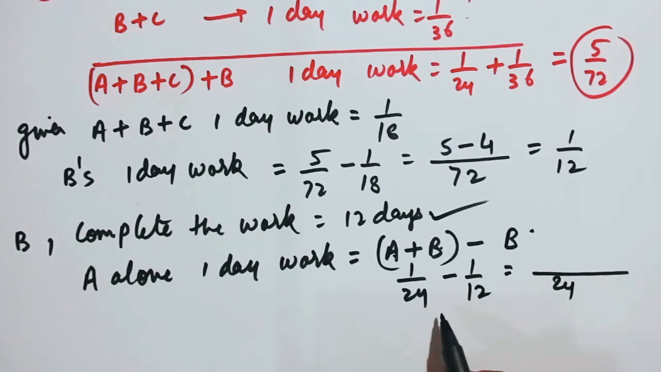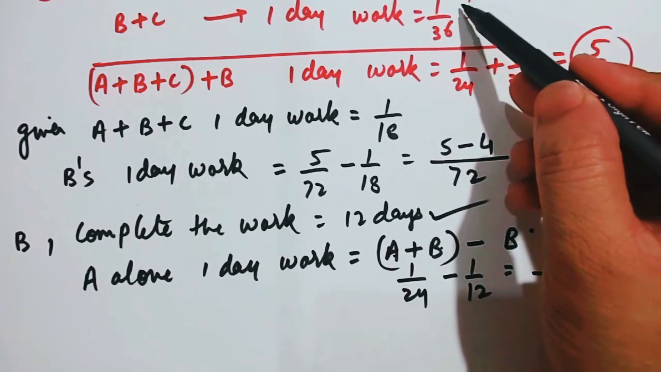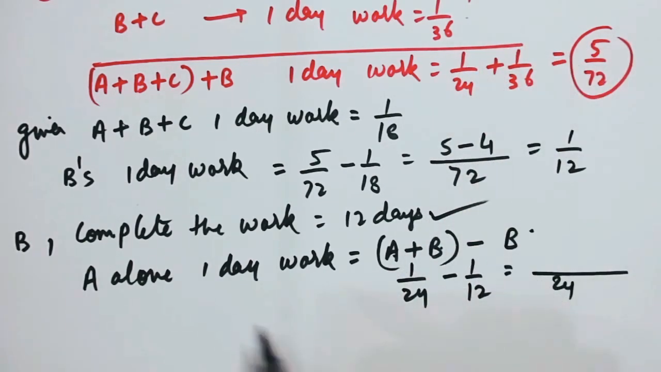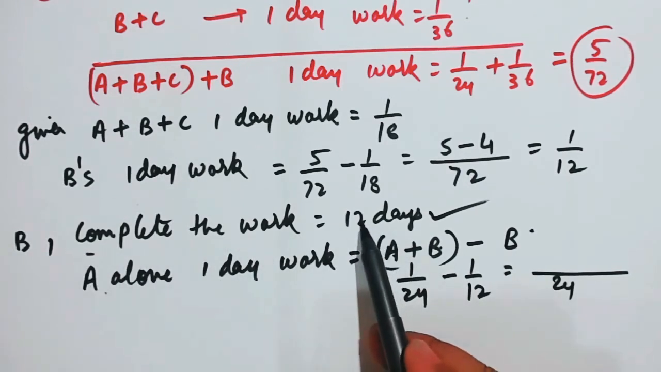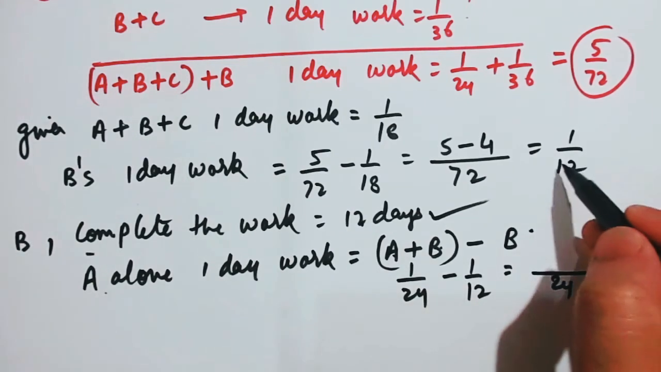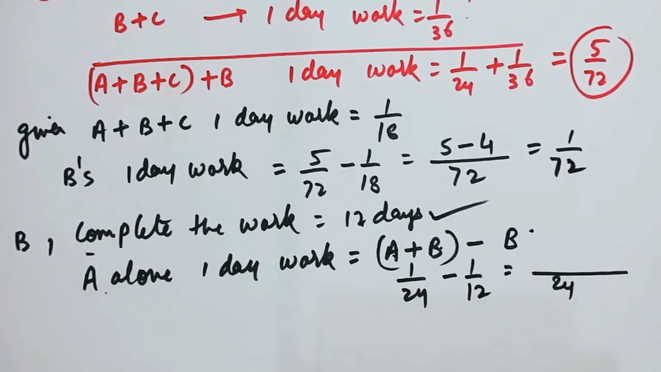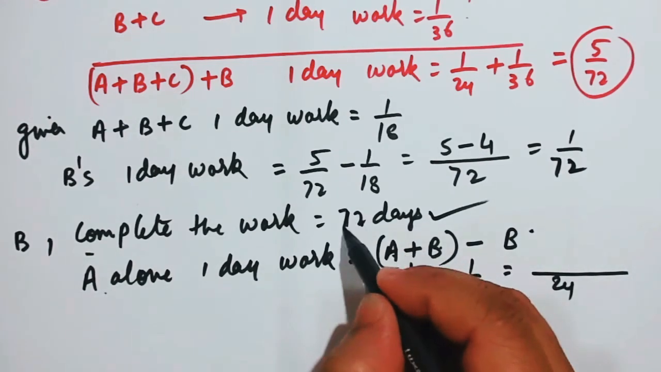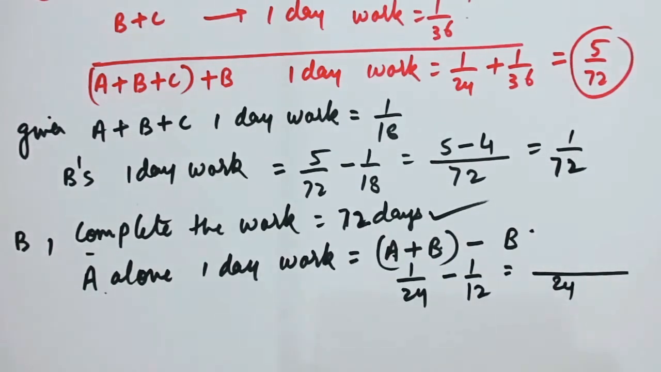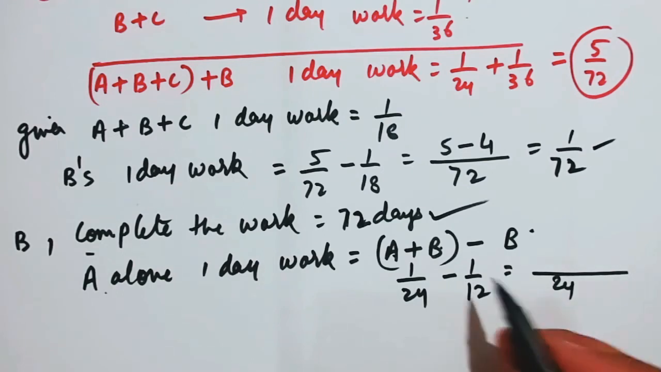Oh. Am I going right? A plus B 1 by 24, and A alone, and B can complete the work in 12 days. Not 12 days, 72 days, beta. 72 days. What have I done? My goodness. I have some eyesight problem. Chalo koi baat nahi. So 72.